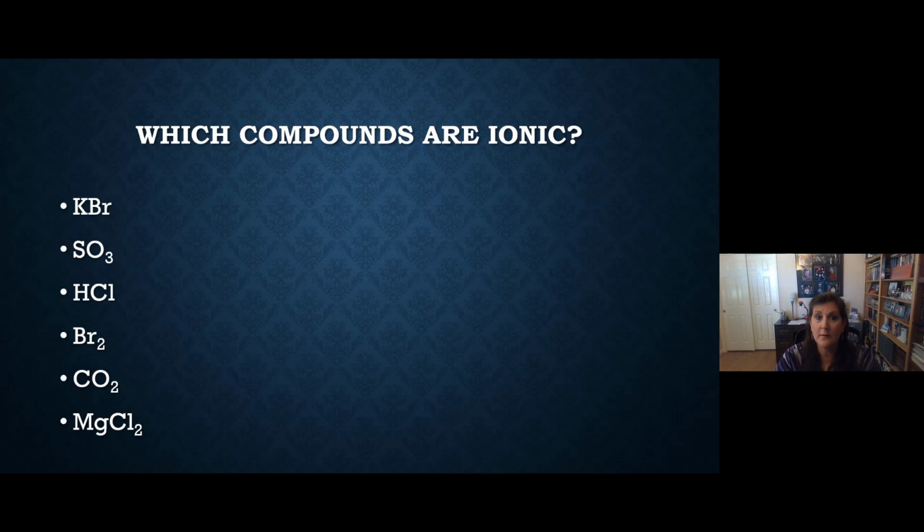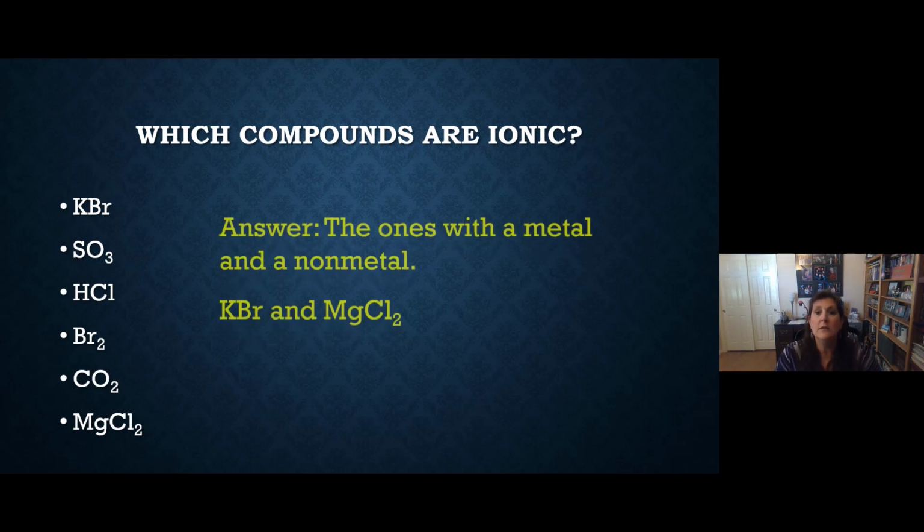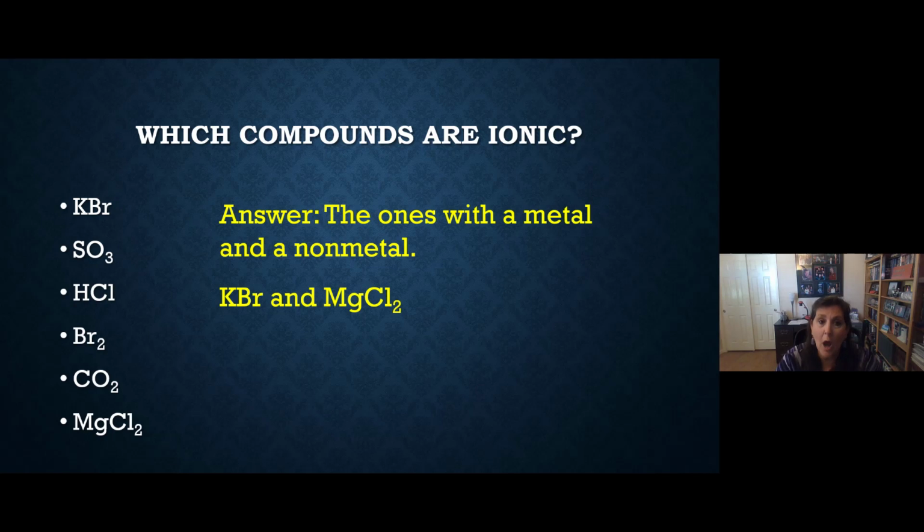Br2, covalent. Yeah, it's a nonmetal compound. CO2, it's also covalent. And MgCl2, aha, we have a metal with a nonmetal, so that's ionic. So the ones with a metal and a nonmetal are ionic. So the first and last ones were ionic.